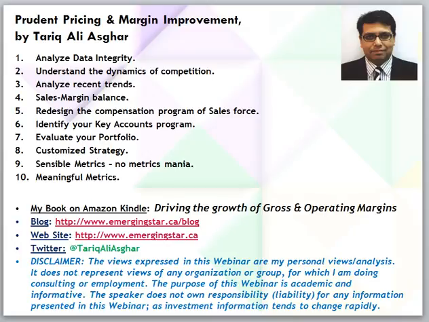In other words, first put the system in order and then strengthen the edifice with an appropriate pricing strategy. The managers should use the following 10 steps. Number 1. Analyze your data for integrity and deploy teams to get your data fixed. Otherwise, it is just GIGO, garbage in, garbage out.